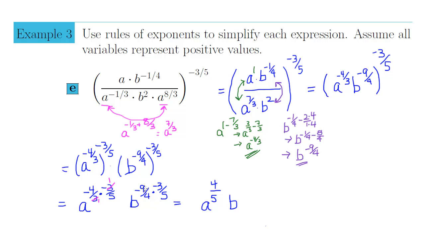For b, here there's nothing to cancel because the 9 and the 5, the 3 and the 5, the 9 and the 4 have no common factors, numerator or denominator, so we multiply straight across. Negative 9 times negative 3 is 27. 4 times 5 is 20. That completes our problem. That's as far as we can simplify. This expression here simplifies down to a to the 4/5 times b to the 27/20.